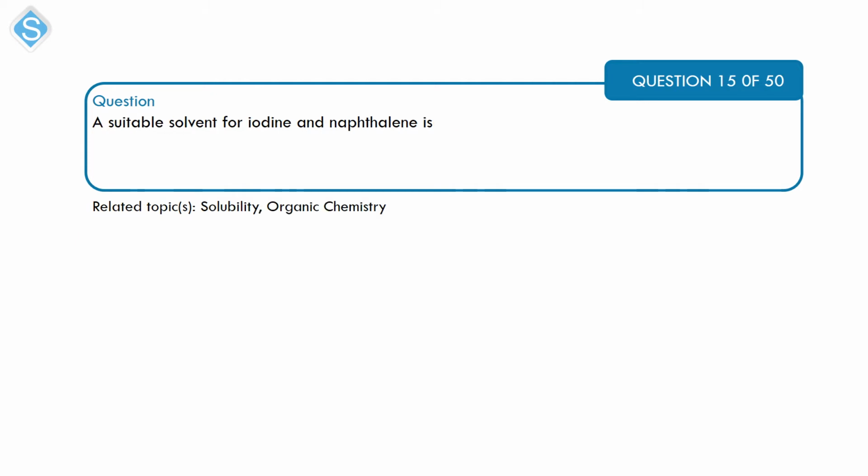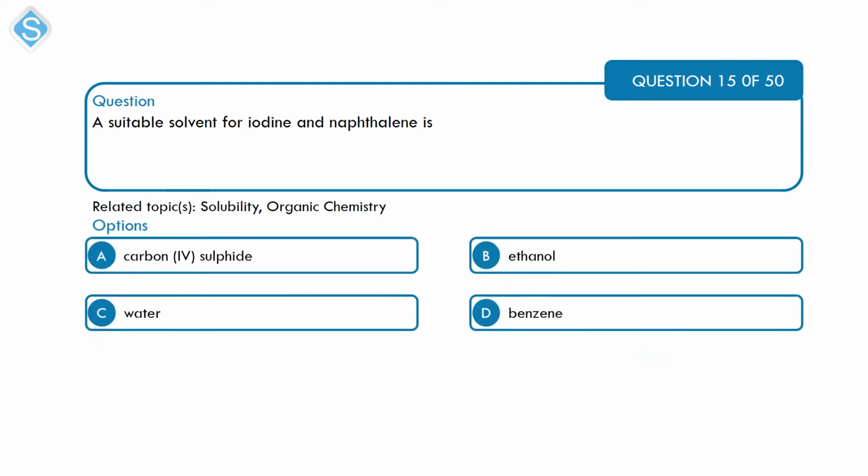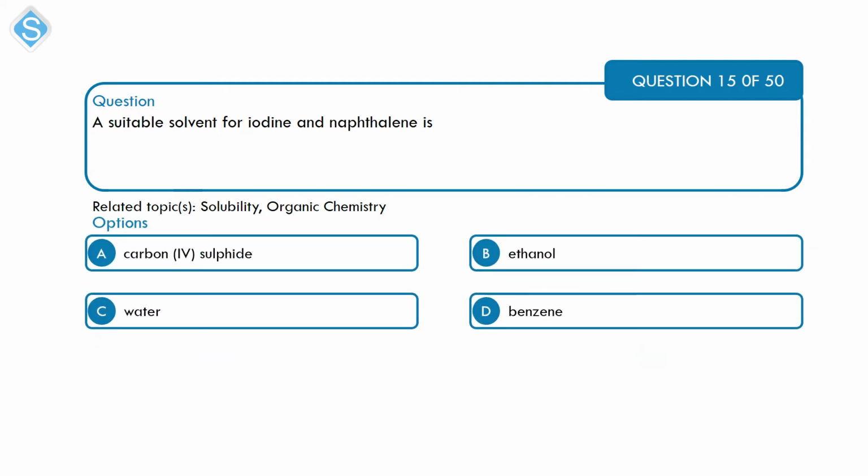Next is a question on solubility and organic chemistry. A suitable solvent for iodine and naphthalene is A. Carbon sulfide, B. Ethanol, C. Water, and D. Benzene. Iodine and naphthalene can be dissolved in ethanol. Alright, iodine solution is formed by dissolving iodine in ethanol. That solution is used in treating wounds and injuries, like superficial injury.